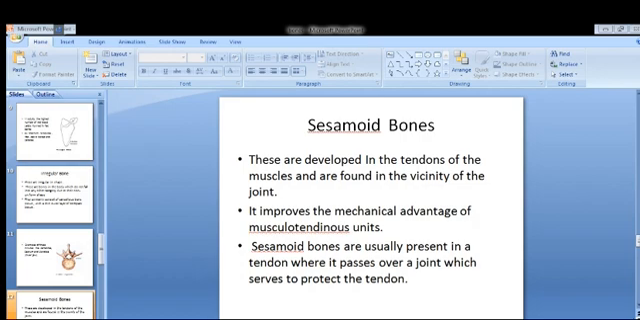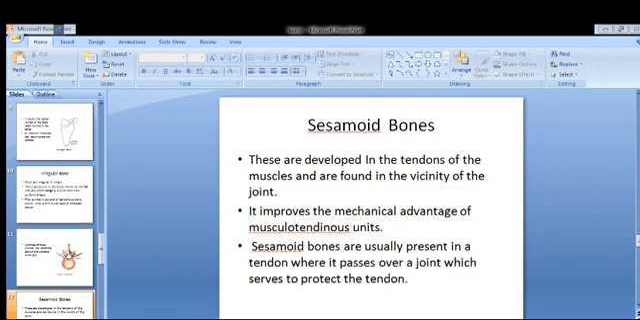Yes, next. It improves the mechanical advantage of musculo-tendinous units. Because what is a tendon? Any idea? The ends of the muscles, where the muscle attaches to the bone, is the harder portion. That harder portion which is attached to the bone is the tendon.